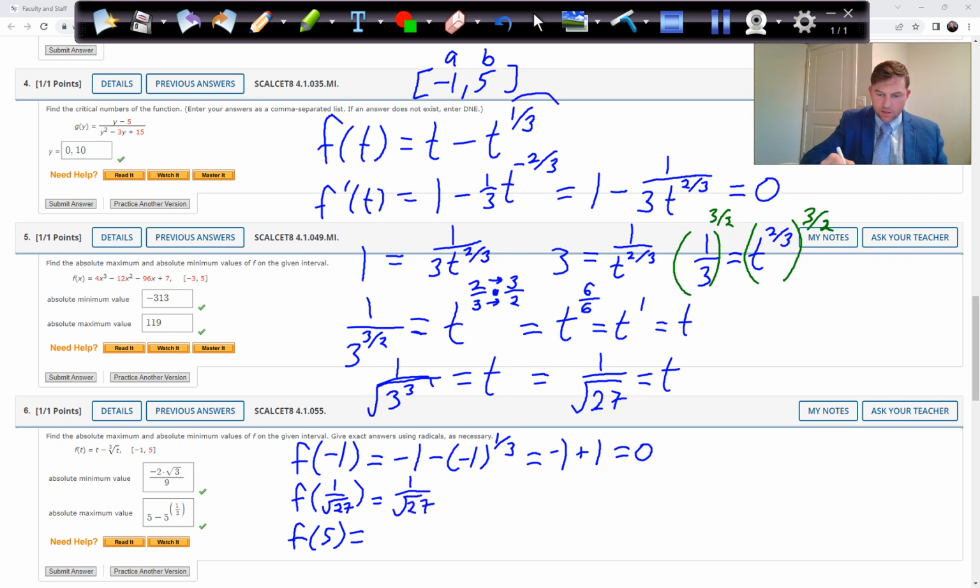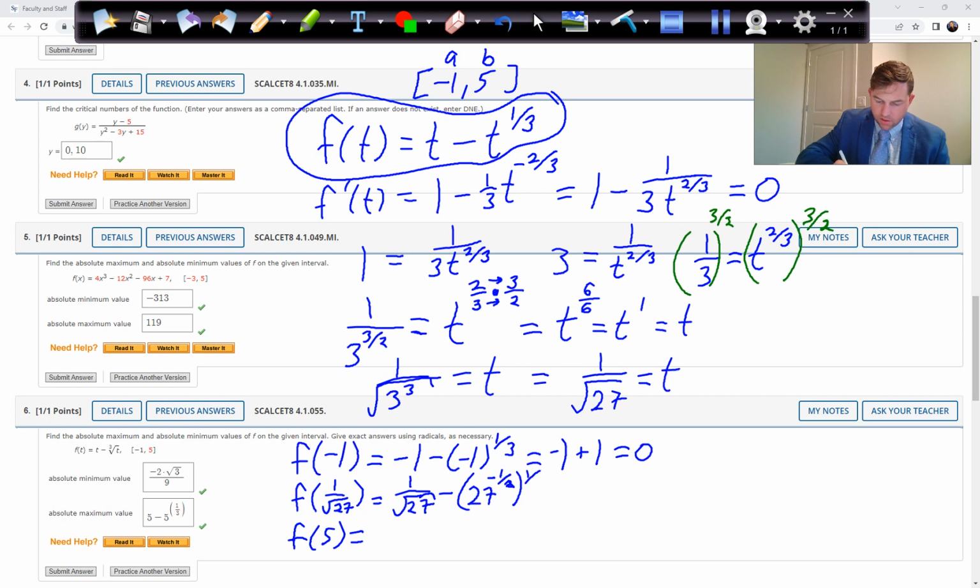So again, I'm plugging into this formula now, the original equation, not the derivative. So it's 1 over root 27 minus, this would be 27 raised to the minus half raised to the 1/3. This would be 1 over root 27. This would be minus 27 raised to the minus 1/6. Is that going to get us anything? I don't think it's going to.